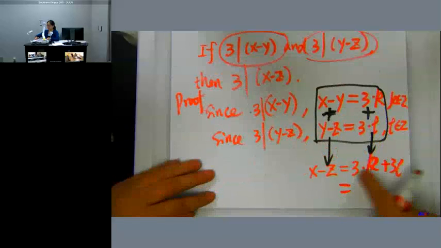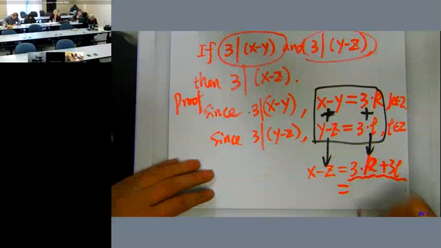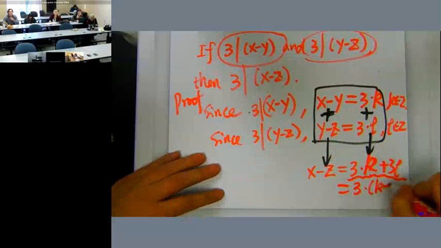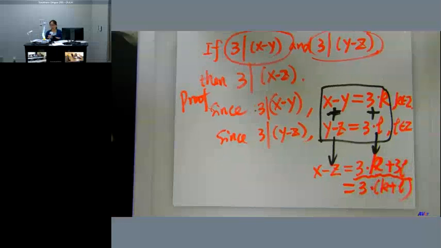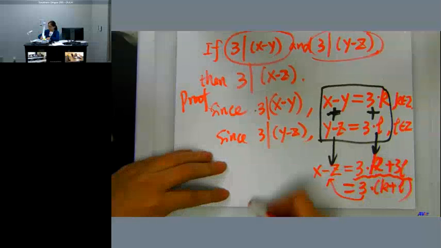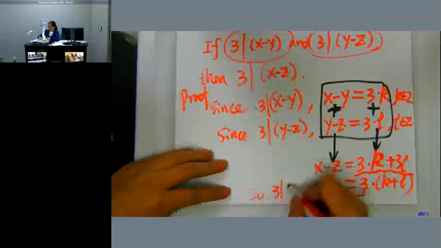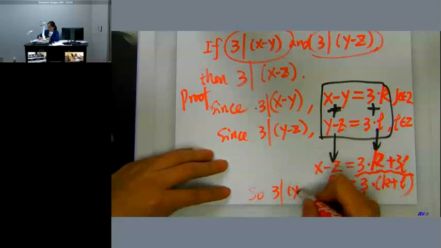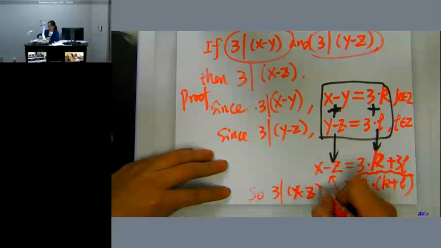3k plus 3l, is that a multiple of 3? Yes, because you can pull out the 3. Yes, exactly. So that's just factoring out the 3. So what does this tell us? 3 divides x minus z, right? So 3 divides x minus z.